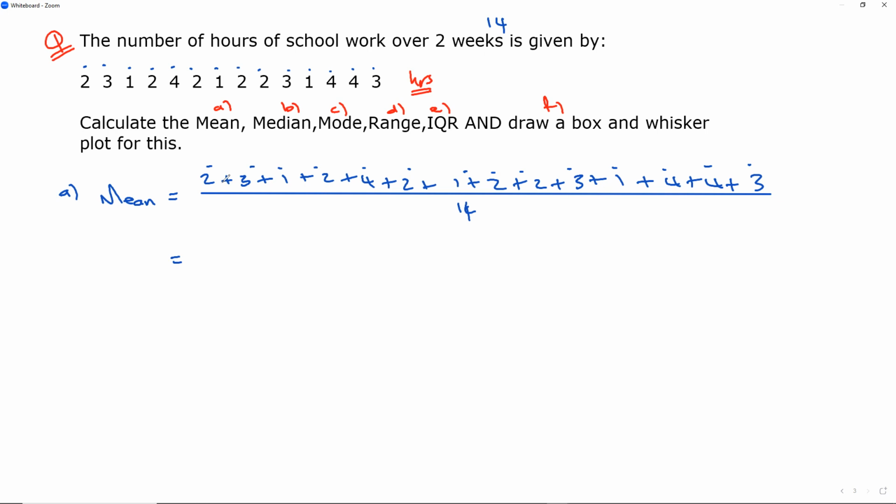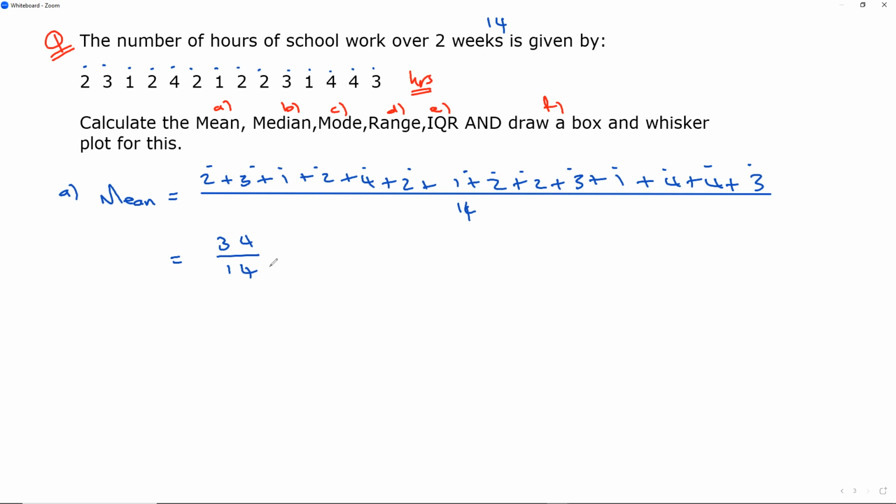Keep our calculators handy. 2 plus 3 is 5, 6, 8, 12, 14, 15, 16, 17, 18, 19, 20, 21, 22, 23, 27, plus 4 is 31, plus 3 is 34, over 14. All right, we can double check this. I will just quickly get a calculator and make sure that I add it up correctly, and then divide it by 14. We're hopefully going to get a nice decimal number. If it isn't, we'll just round it to three significant figures.